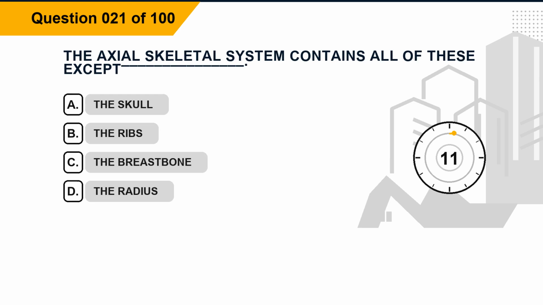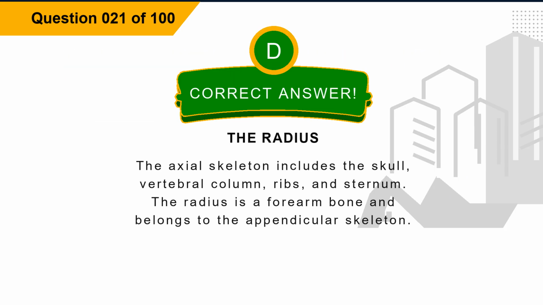Question 21. The axial skeletal system contains all of these except blank. Option A, the skull. Option B, the ribs. Option C, the breastbone. Option D, the radius. The correct answer is option D, the radius.